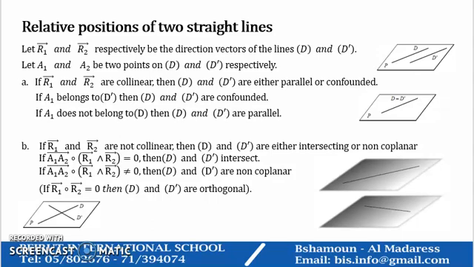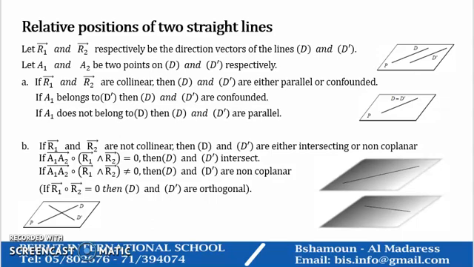But if they are collinear, I can deduce in this case that D and D prime are either parallel or confounded. So I can take a point from the first straight line, A1, and check if it is a point of the second straight line. If it is, then the two straight lines are confounded. If not, then the two straight lines are parallel.